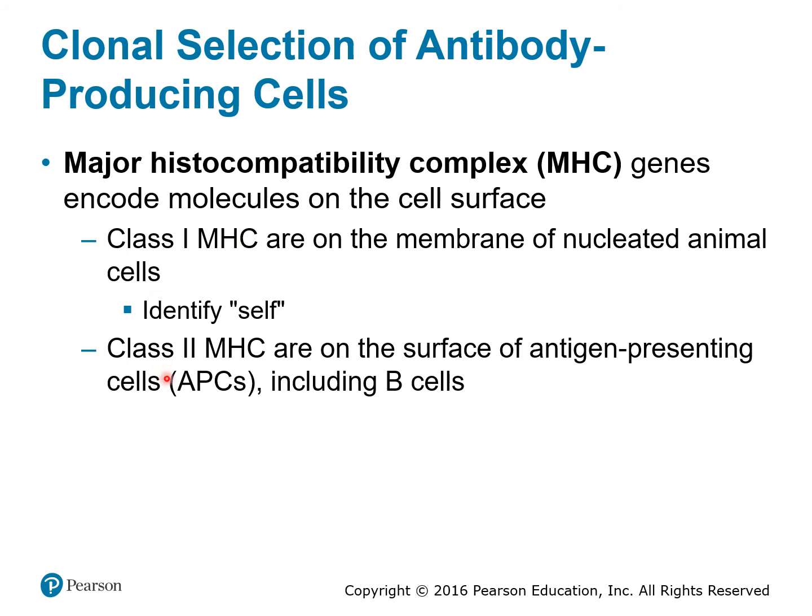Class 2, you only find on top of cells that are known as antigen presenting cells. What are examples of antigen presenting cells? Well, those are your B cells, your dendritic cells, and your macrophages. So these three cells are going to have class 2 MHC on their surface.